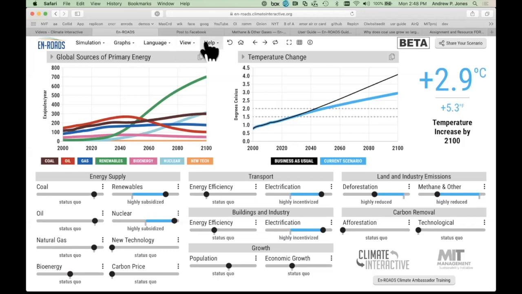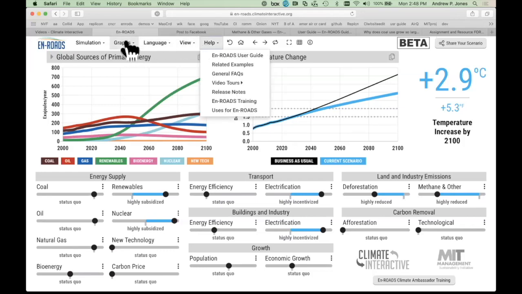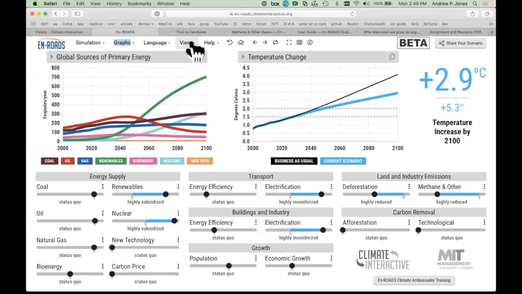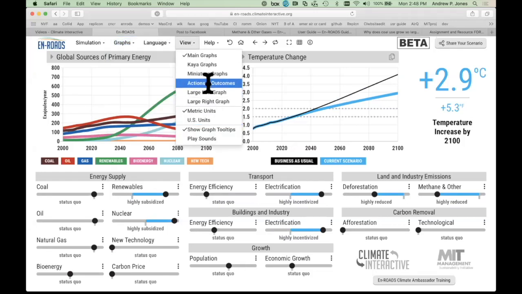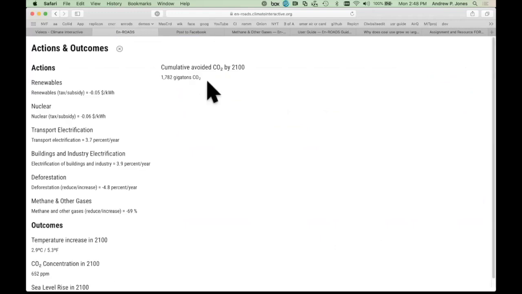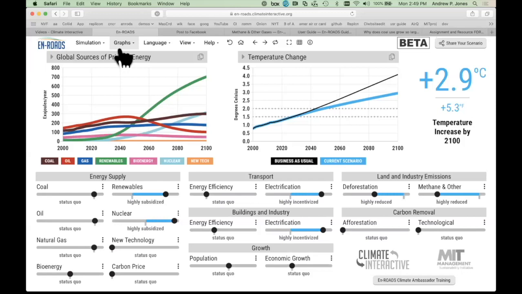And then one thing you can do is look at, I think it's called actions. That's it, actions and outcomes. This view, actions and outcomes, will show you everything you've done, so that when you submit it to the team, they can say, whoa, we set renewables to a tax of 5 cents per kilowatt hour, nuclear, 6 cents, 3.7% per year. Those are explicitly what you did, and it'll show you exactly your temperature, CO2 concentration, and how many tons of CO2 you avoided by 2100. All of your outputs are there in the actions and outcomes view.